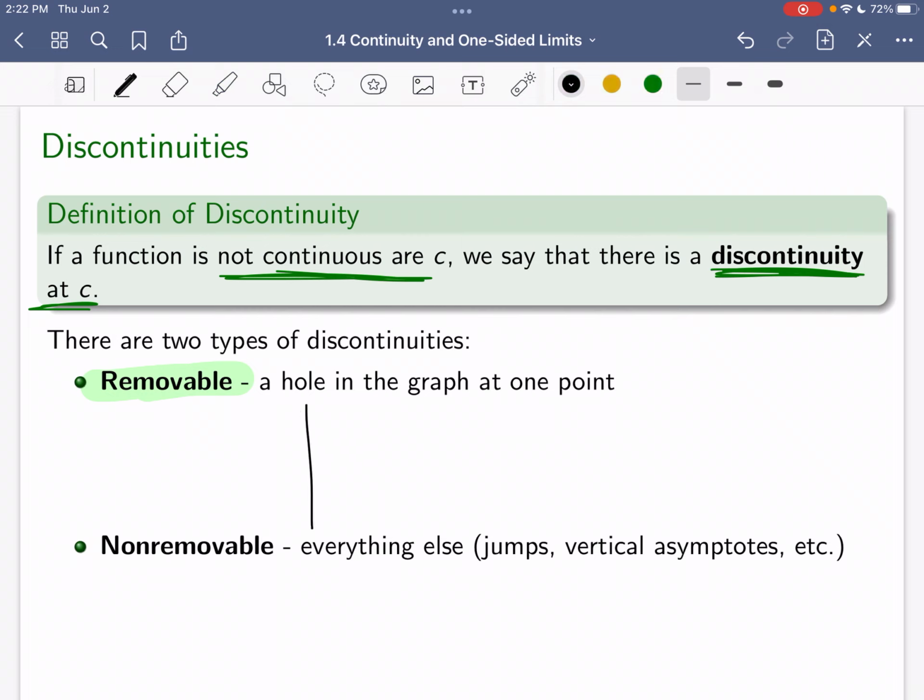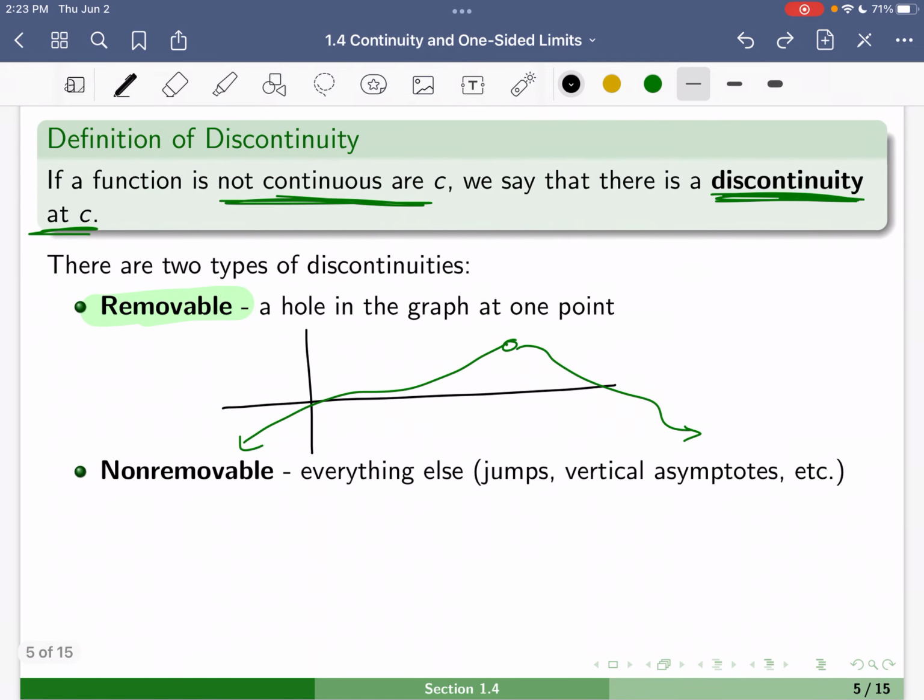A discontinuity that is removable looks like a hole in the graph. We say it's removable because if we were to define the function there, we could fill in that hole, and at that point it would be continuous. So that's why it's removable. We could fill in that gap. Or we could have non-removable discontinuities.